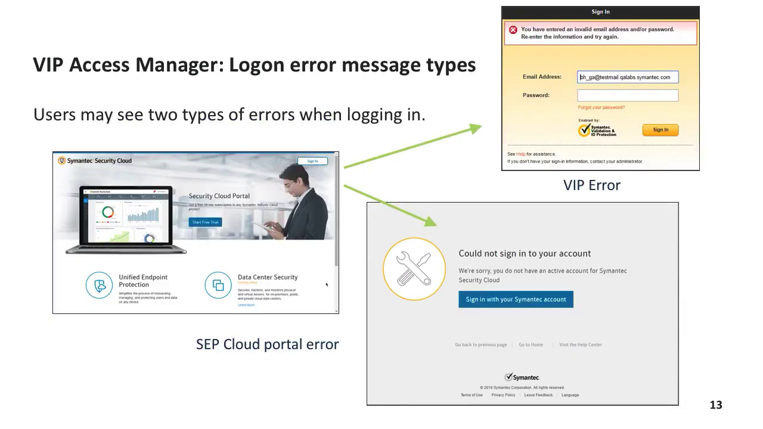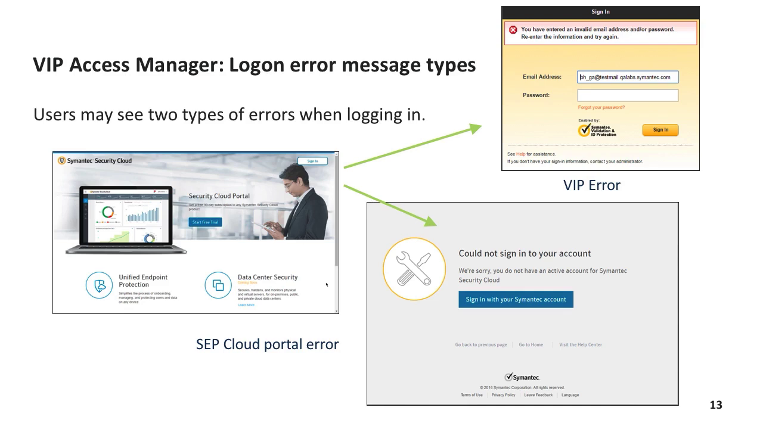Users may see two types of errors when logging in. The first type is a VIP error and it contains a Forgot Your Password link. The second type is a SEPcloud portal error. Users may not differentiate between the two errors as they are both from Symantec sites with Symantec branding. The slide contains a sample of each type.